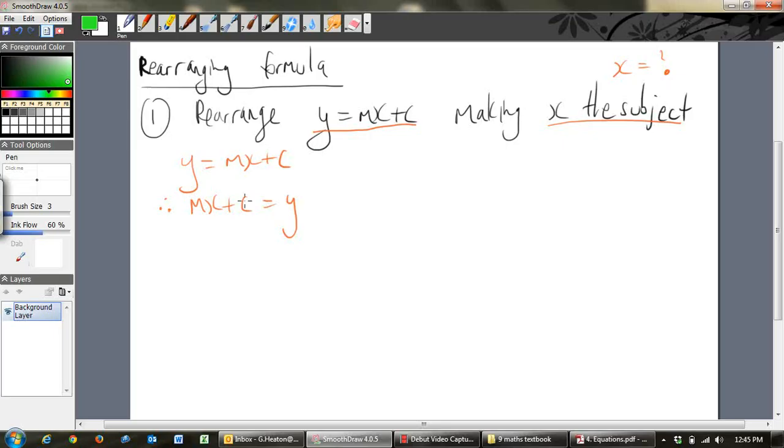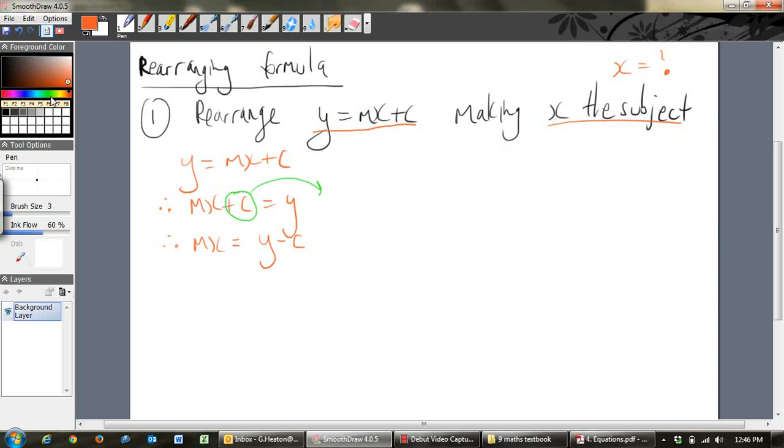First thing to do, let's get rid of this plus c. Let's move that c to the other side, and what do we get? Therefore, mx is equal to y plus c. What happens to plus c when we move it to the other side? It becomes minus c. So y minus c on that side. We've got rid of that.